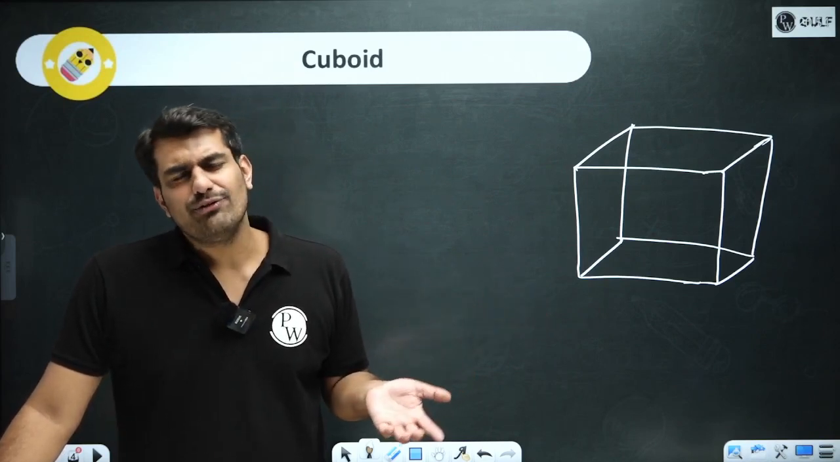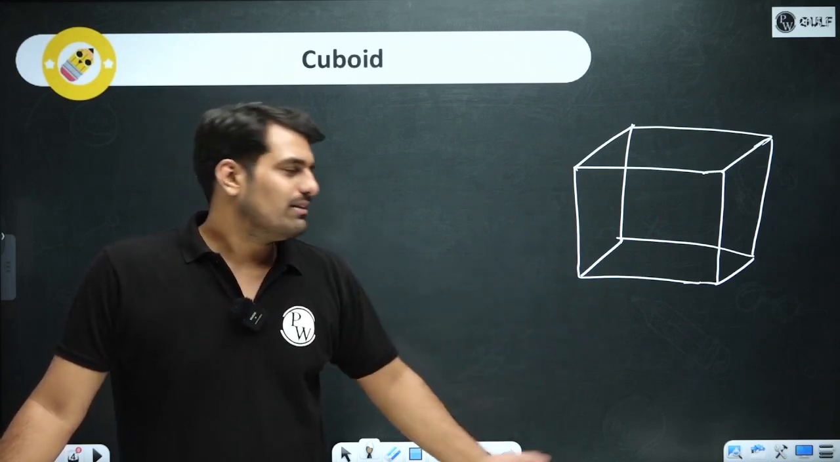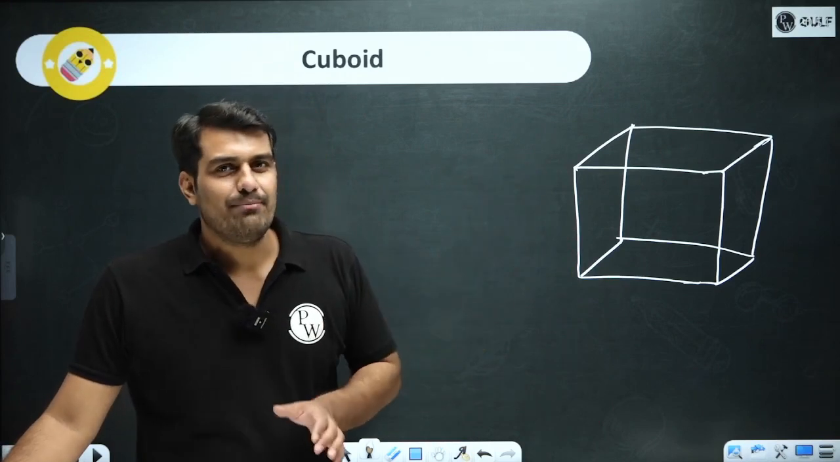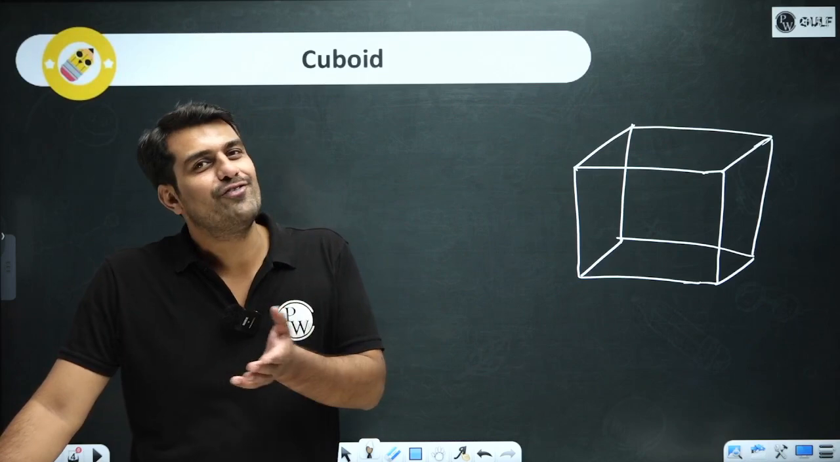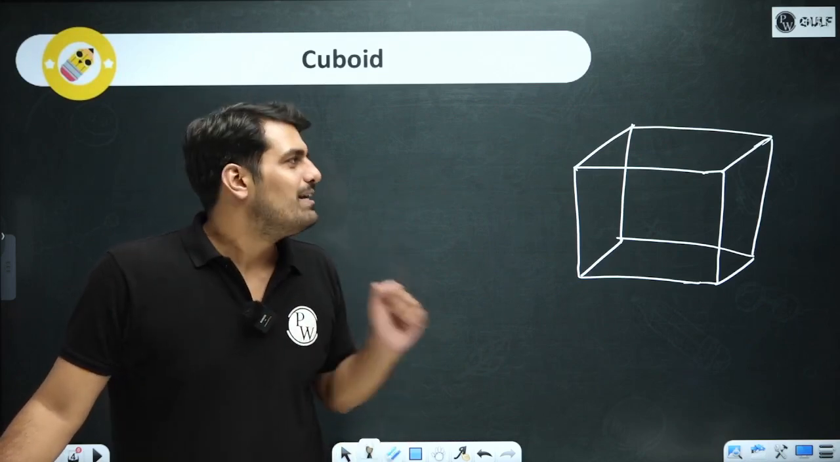Many of you might be confused, saying, sir, it seems like a cube. You don't know whether the length, the breadth and the height are all the same. It appears so to you, that's your perception of things. Perception can be different from reality, so you have to avoid your own perception.